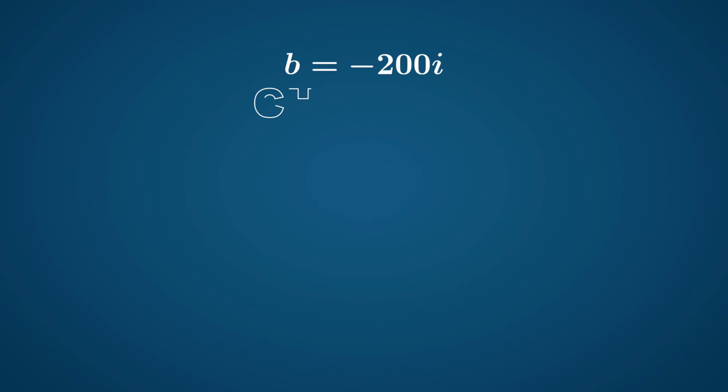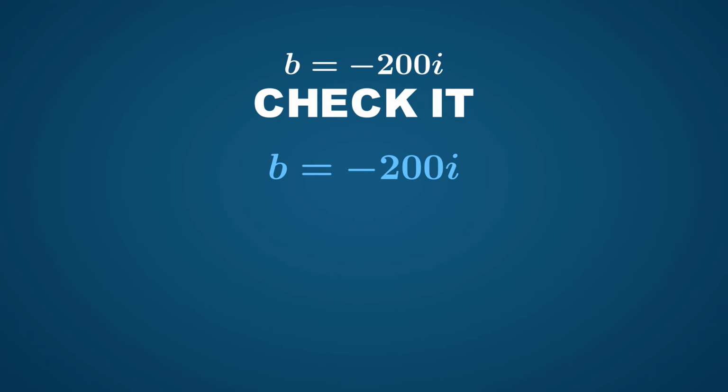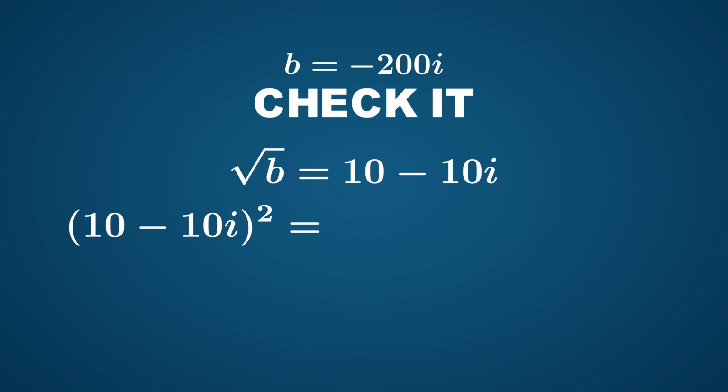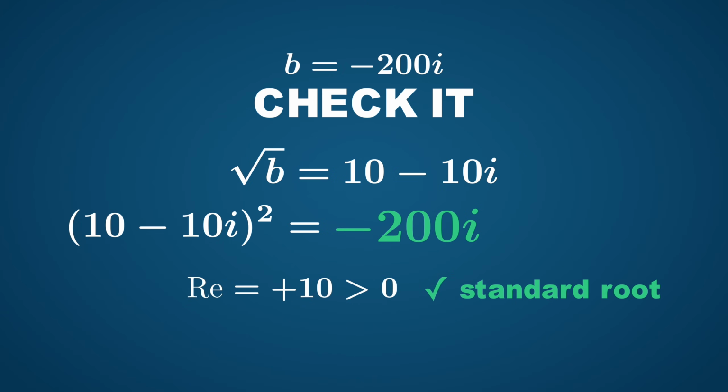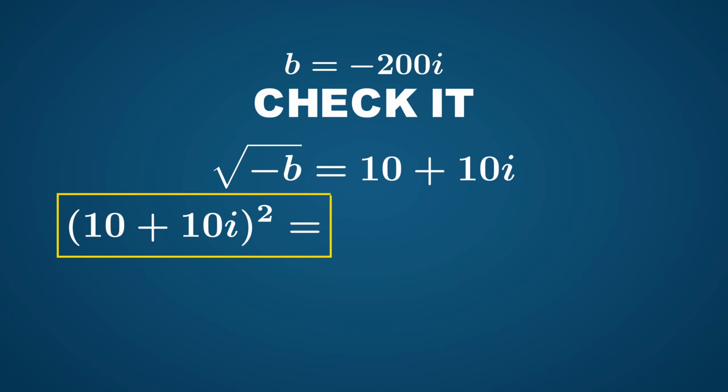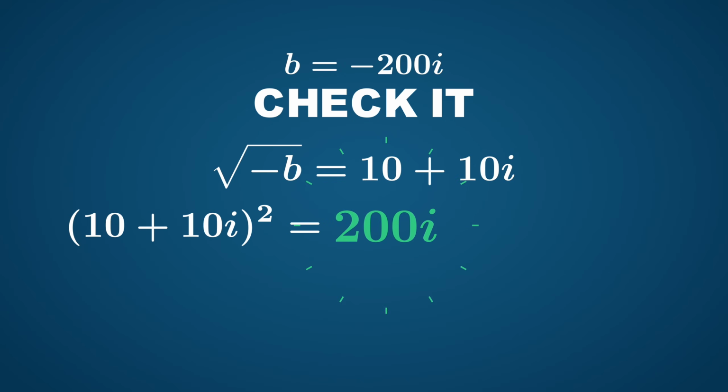Let's check them against the original equation. Take b equals negative 200i first. The square root of b should be 10 minus 10i, and squaring confirms it. 100 minus 200i minus 100 is exactly negative 200i. And since its real part is positive, it's the standard square root. Then negative b is positive 200i. And 10 plus 10i squares to 100, plus 200i minus 100, which is exactly 200i.